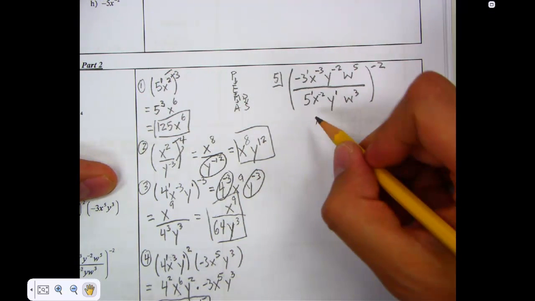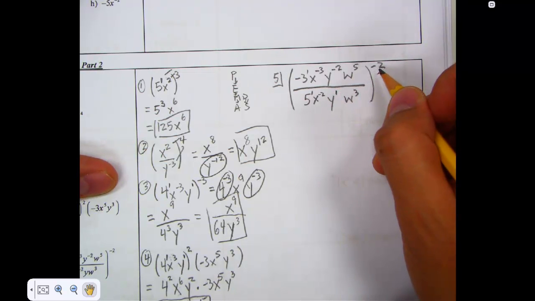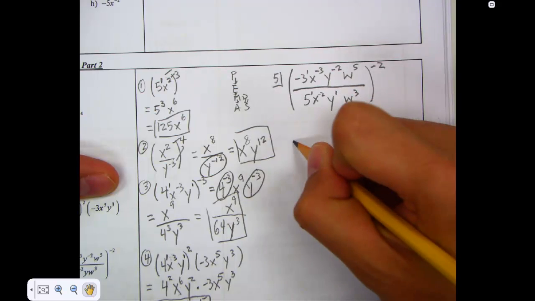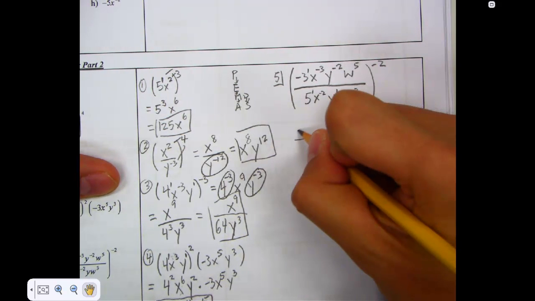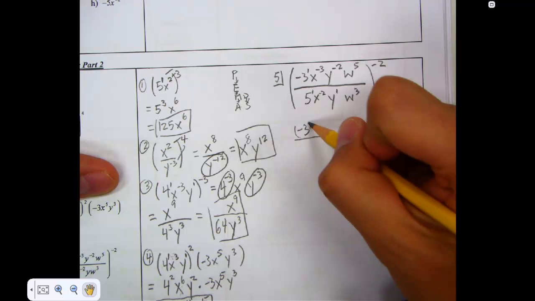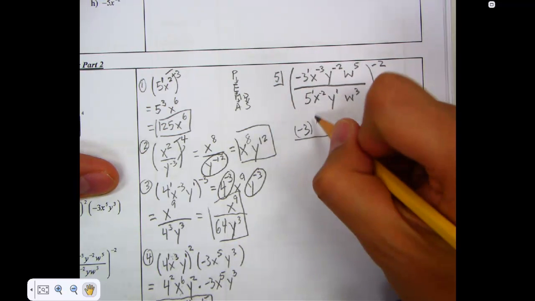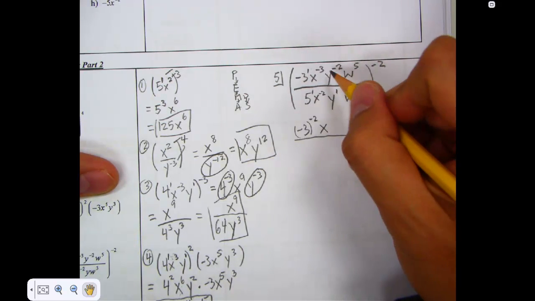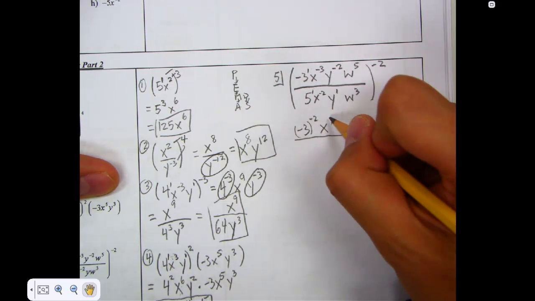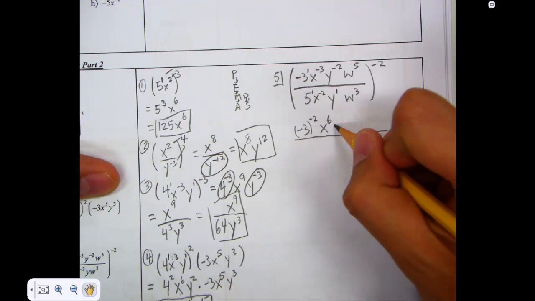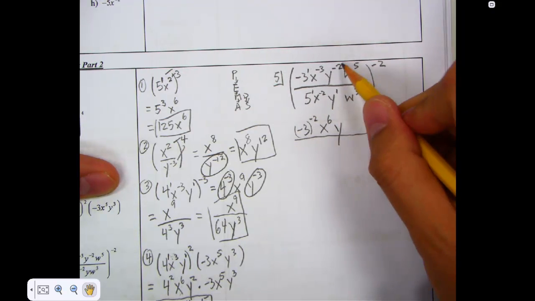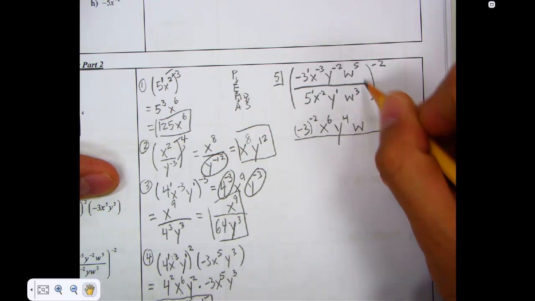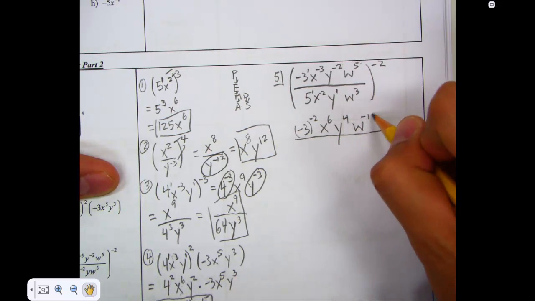Now I can multiply all the powers, the exponent times the exponent. So we'll start with the top. Negative 3, 1 times negative 2 is negative 2. X, negative 3 times negative 2 is positive 6. Y, negative 2 times negative 2 is 4. W, 5 times negative 2, negative 10.